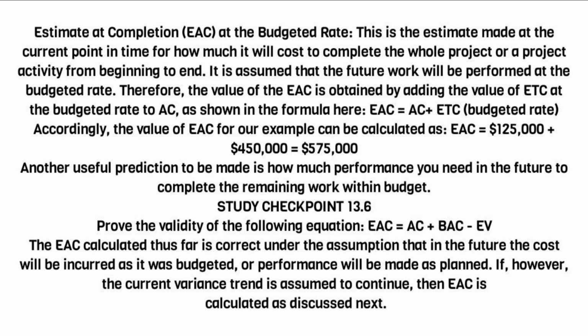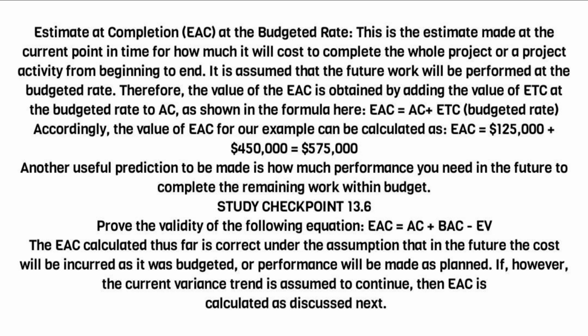Accordingly, the value of EAC for our example can be calculated as EAC equals $125,000 plus $450,000 equals $575,000. Another useful prediction to be made is how much performance you need in the future to complete the remaining work within budget. Study checkpoint 13.6. Prove the validity of the following equation: EAC equals AC plus BAC minus EV.